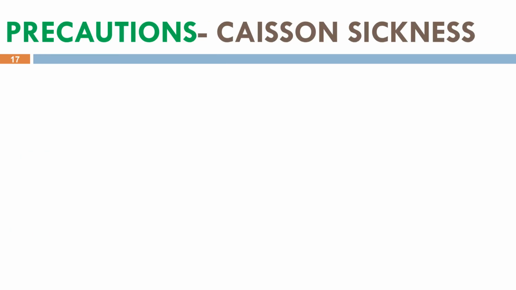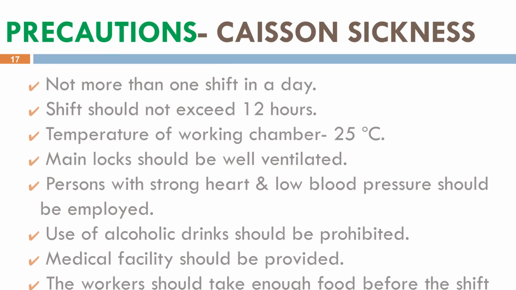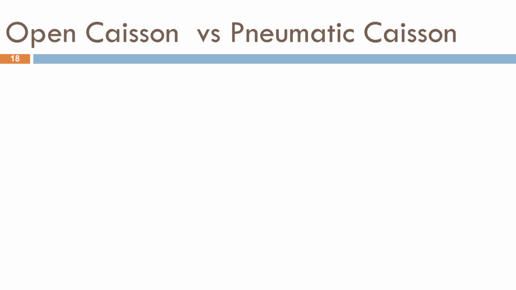To prevent this condition of caisson sickness, limit workers to 1 shift per day. Keep shifts within 12 hours. Maintain a working temperature of around 25 degrees Celsius. Ensure proper ventilation. Provide medical facilities and adequate nutrition. Avoid alcohol consumption. This table compares the two types.